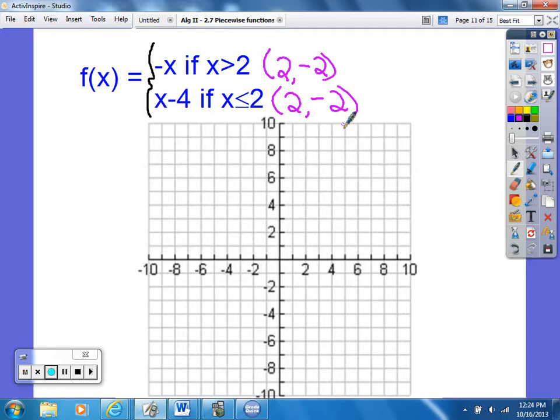So, at 2, comma, -2, I'm going to put a nice big closed dot. Not just a regular little dot, just to make sure I can easily tell that's your solid dot right there. All right.